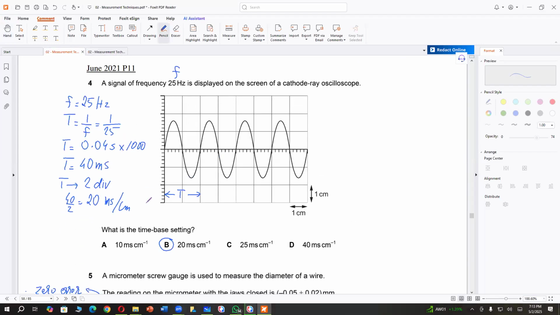I have converted the frequency into time period. Then I convert the second into millisecond, and I'm getting 40 milliseconds for one cycle. So two divisions for 40. So one division will be 20 millisecond per centimeter. He has defined it for 1 centimeter size. This is the working for CRO. It's a very good question to recall how CRO readings are taken. Look at the working and you can solve it also. Done, sir.